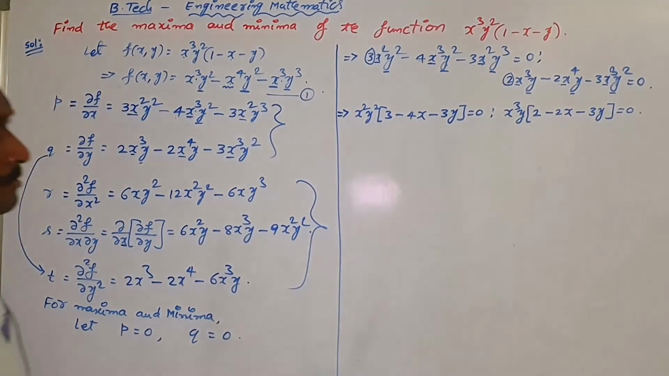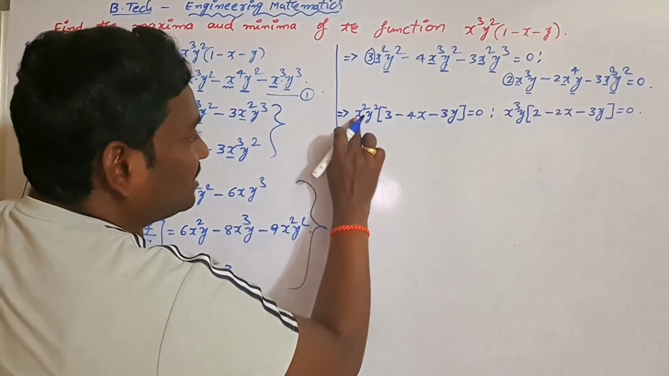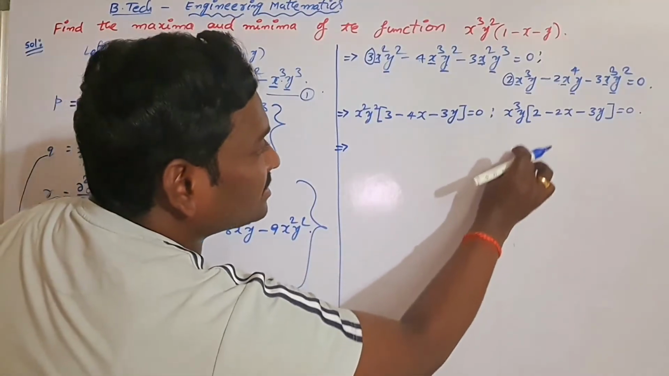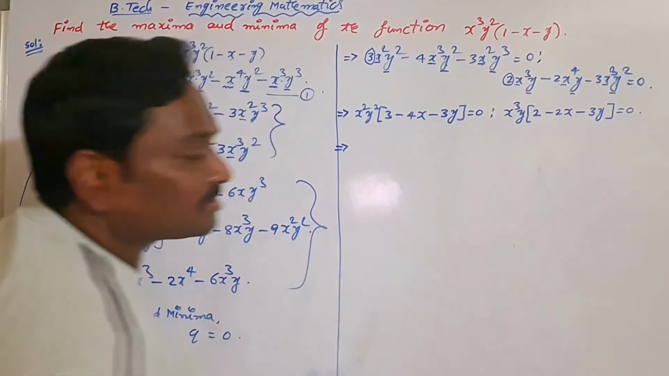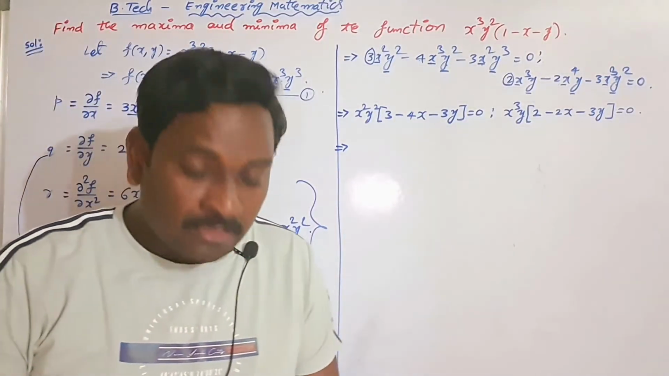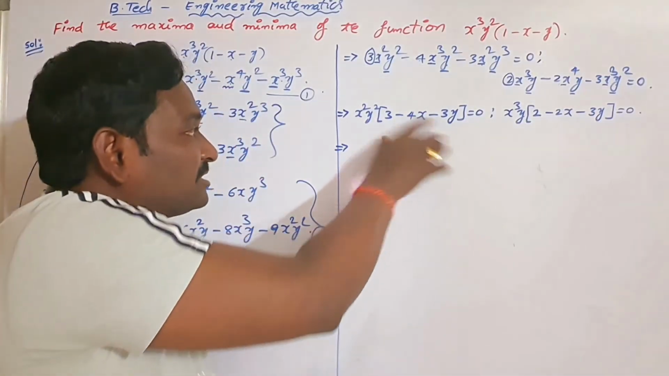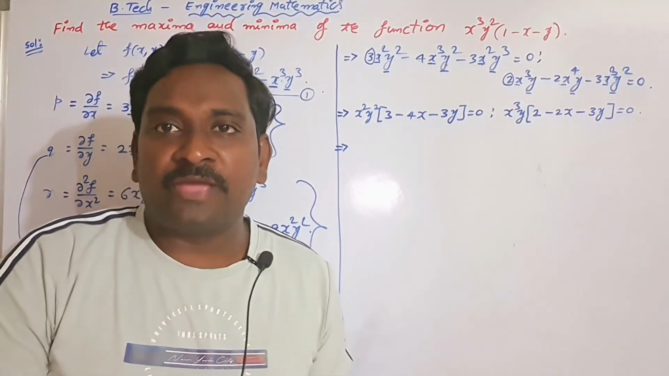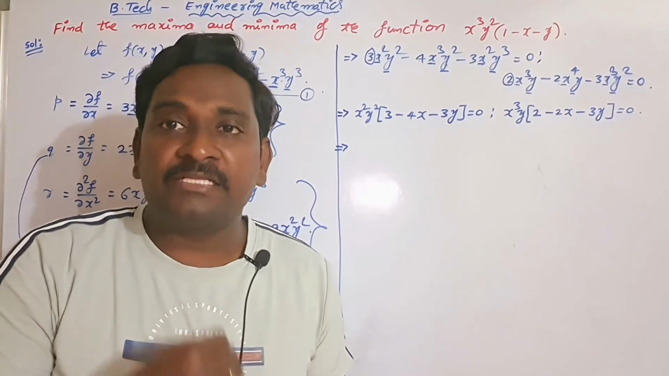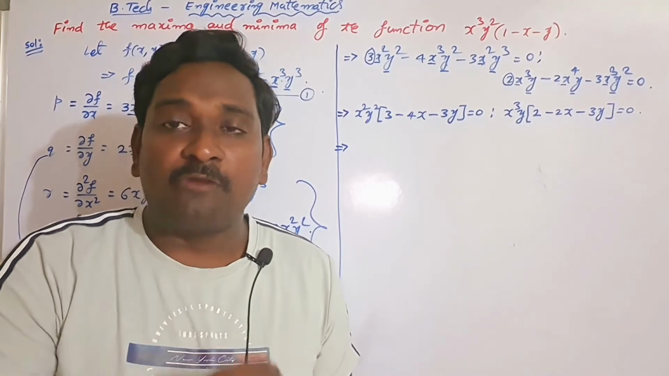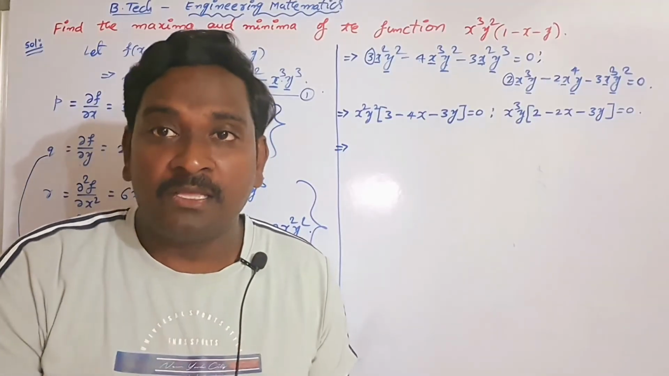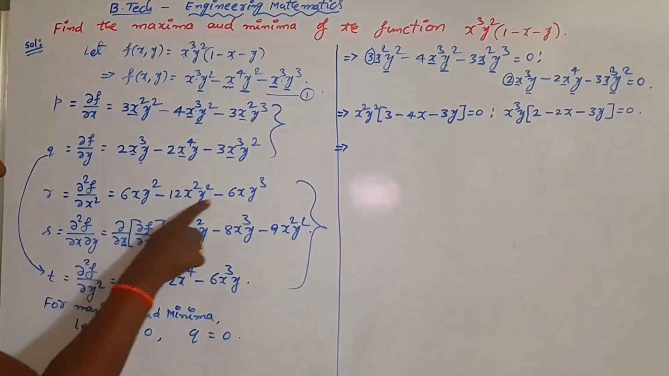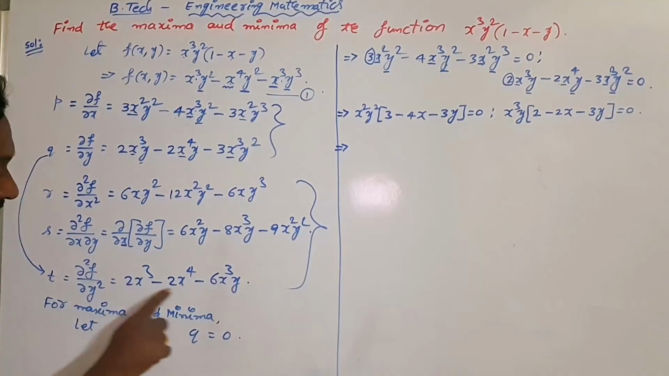Here we are observing that x is equal to 0 and y is equal to 0, and this factor is also 0. Here also x is equal to 0, y is equal to 0, this factor is also 0. But here I am eliminating 0, 0. From this we are observing that 0, 0 is a stationary point. But it is not necessary to take 0, 0 as a stationary point, because if you take 0, 0 as a stationary point, we have to find out the R, S, T values at 0, 0 also. We are observing that in R, S, T, every term has x and y.